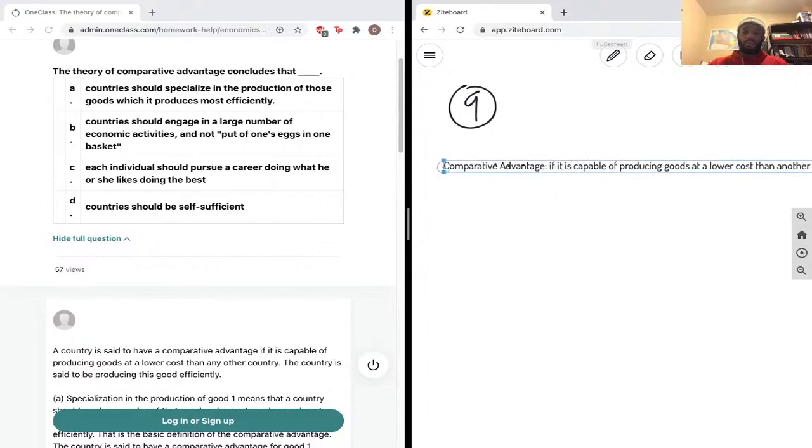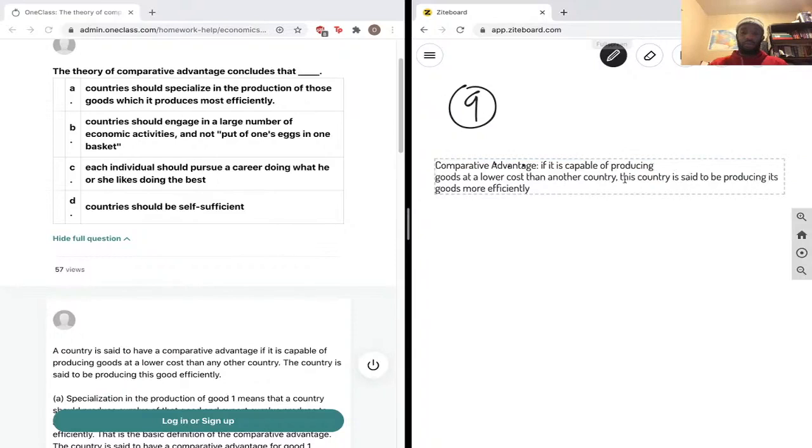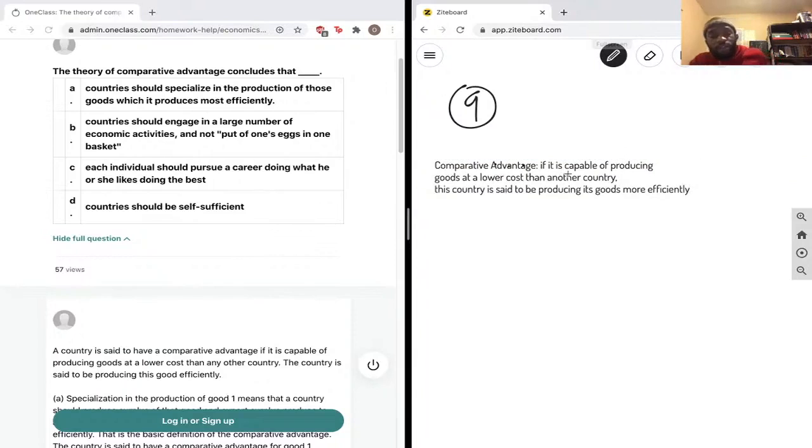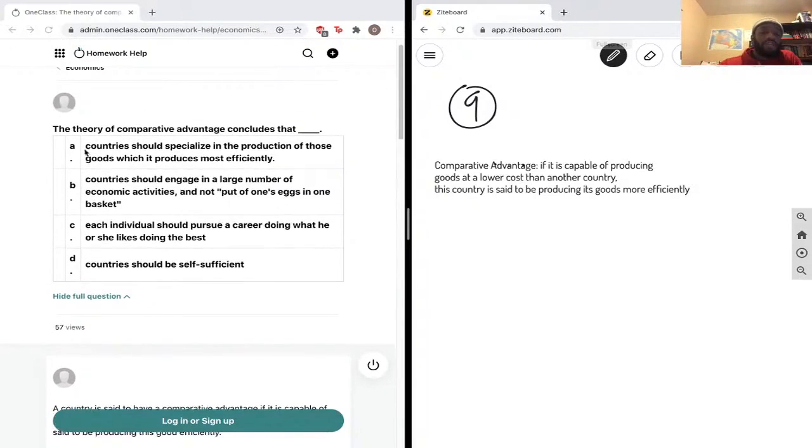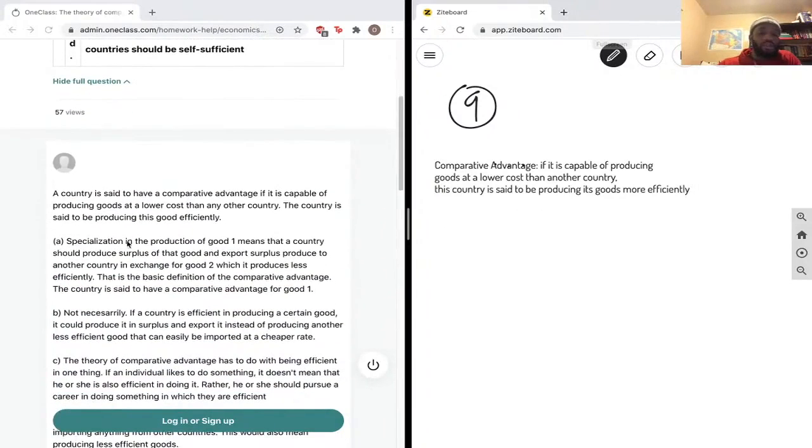And I'm just going to bring that over here. Okay, comparative advantage: if a country is capable of producing its goods at a lower cost than another country, this country is said to be producing more efficiently. So from these definitions, we see that A meets that criteria. Countries should specialize in the production of those goods which they produce more efficiently. And let's see what our tutor says.